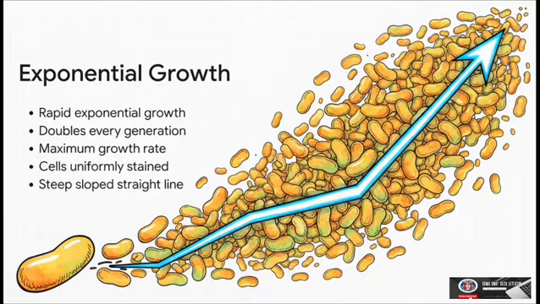One cell becomes 2, then 4, 8, 16, you get the idea. The microbes are multiplying at their absolute maximum possible rate. This makes it the phase where bacteria are the healthiest.